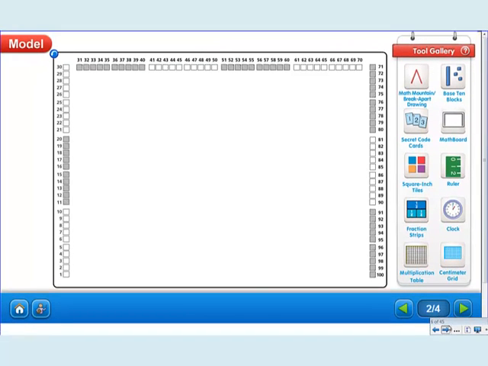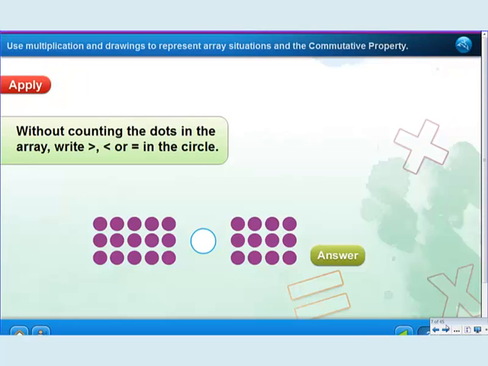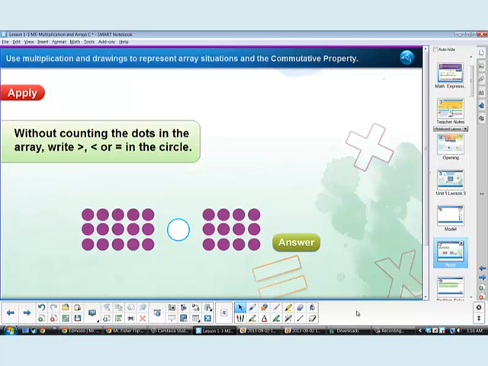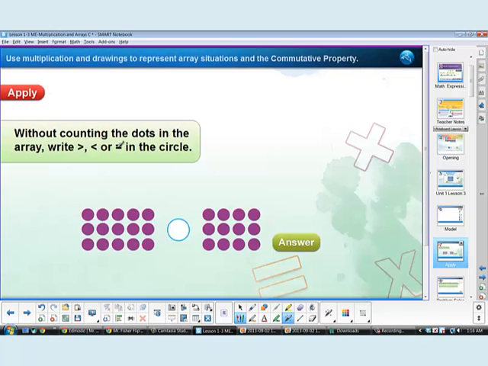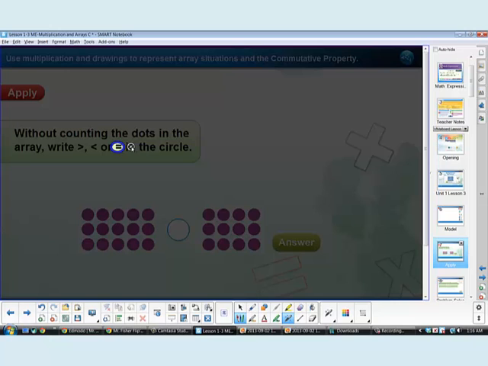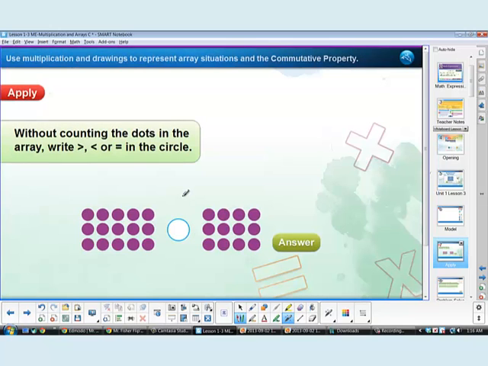Okay. Now for the first part of your assignment. Without counting the dots in the array, write greater than, less than, or equal. I'm going to change the screen for a second so I can use a pen. And if you see this right here, that's the greater than. Then we have the less than, and then, oh, sorry, the equal sign. Okay? Ooh, can you see that equal sign? We're going to figure out which one has the most.